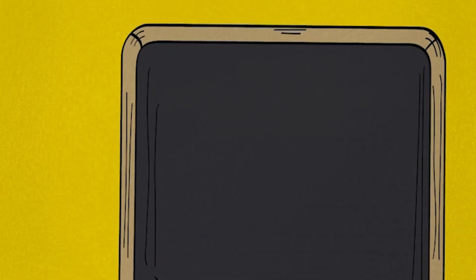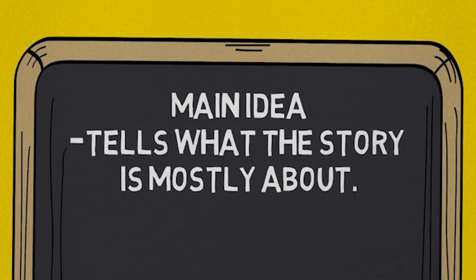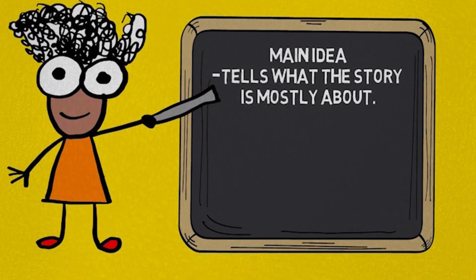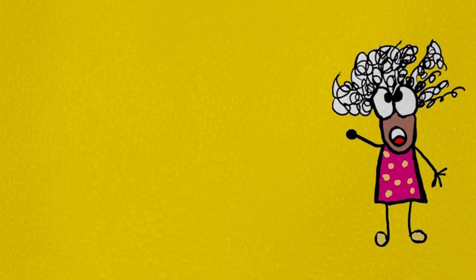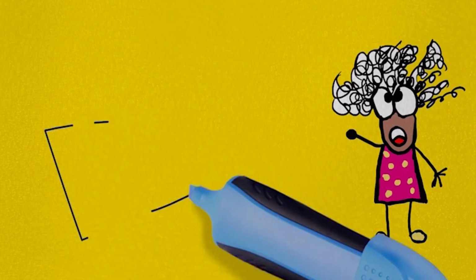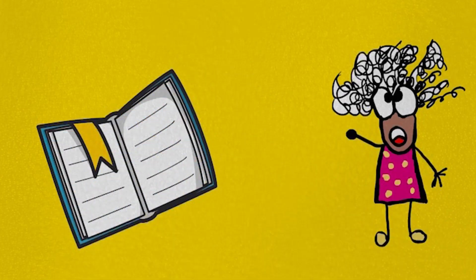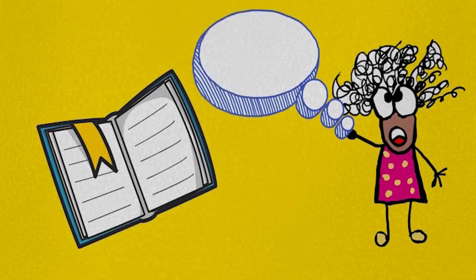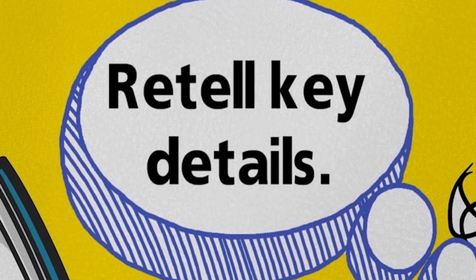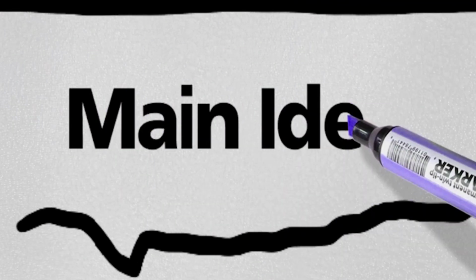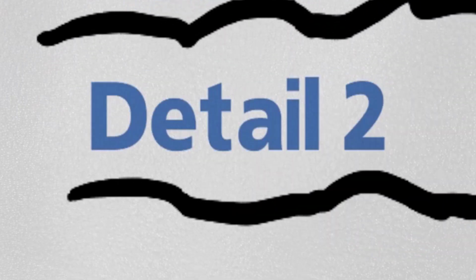So let's put it all together. The main idea tells what the story or the text is mostly about. Being able to retell the main idea and key details will help you understand what you have read. The details in a text are the facts and ideas in a passage that support the main idea, or the details also help to explain the main idea. In order to retell a passage you have read, first you'll need to make sure that you know the main idea. Then you'll need to examine the key details. These are the most important facts in the passage.